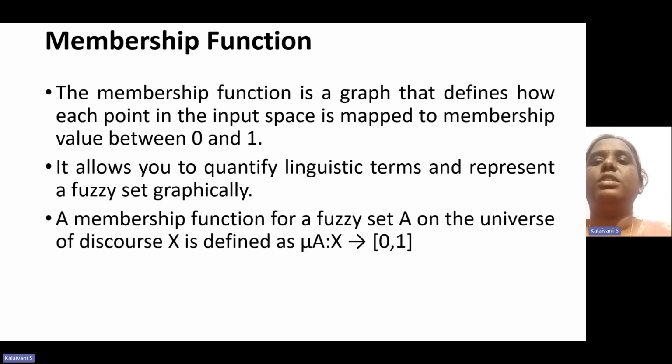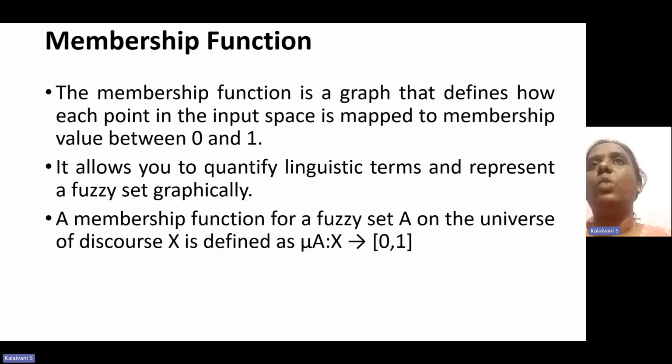Next comes the membership function. With the help of the membership function, we will be trying to plot the inputs in the range between 0 and 1. A membership function is a graph that defines how each point in the input space is mapped to a membership value between 0 and 1. It allows you to quantify linguistic terms, as I told earlier, like very hot, very cold, little cold. These kinds of linguistic, local language representations can be represented in a graphical form.